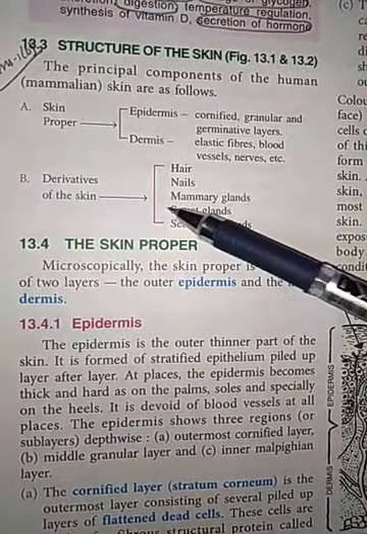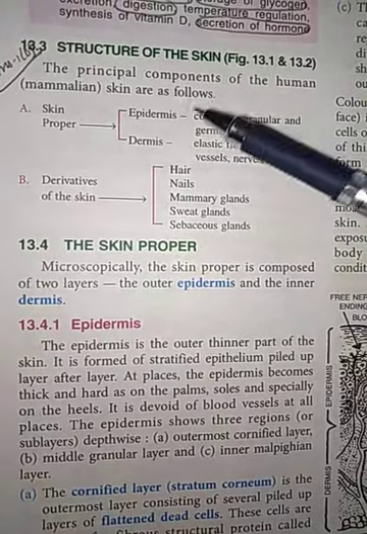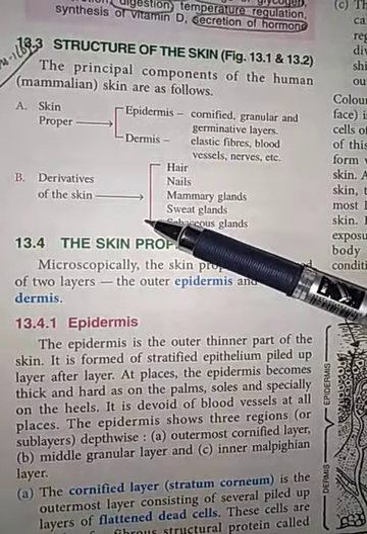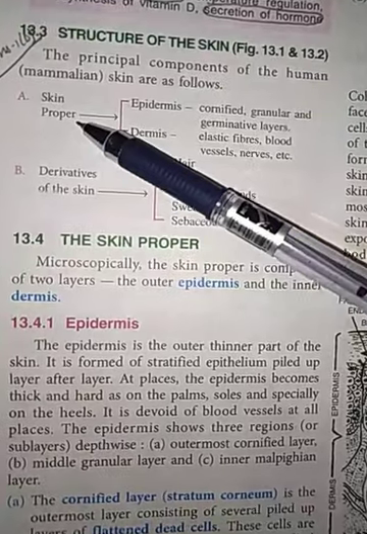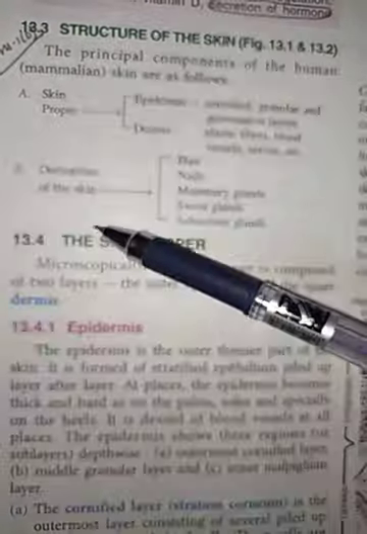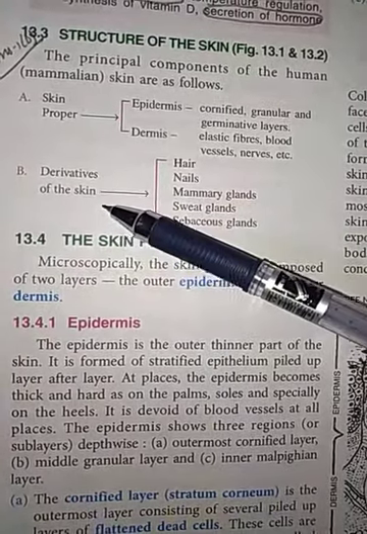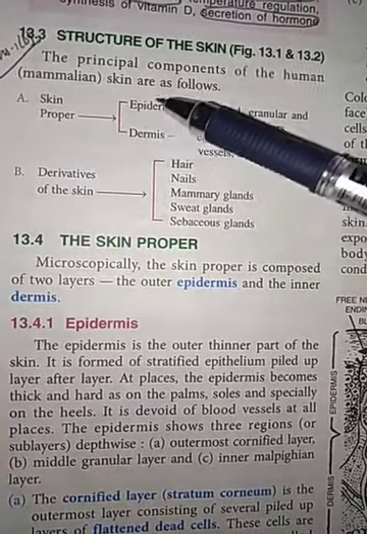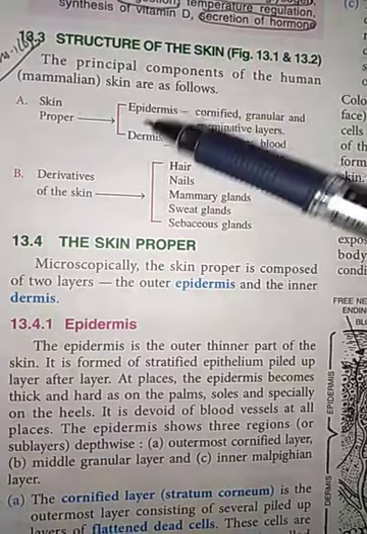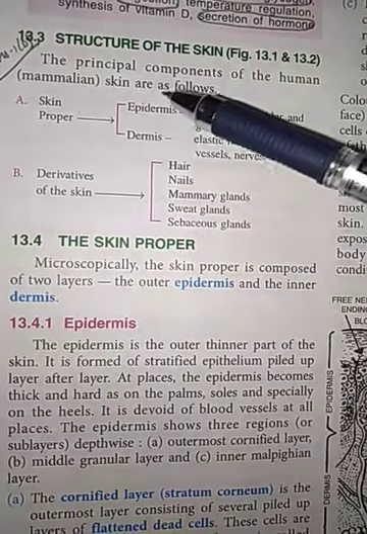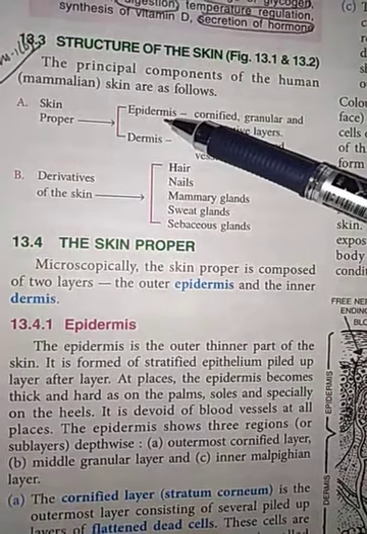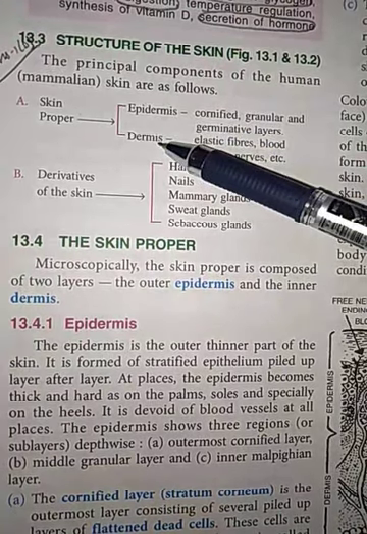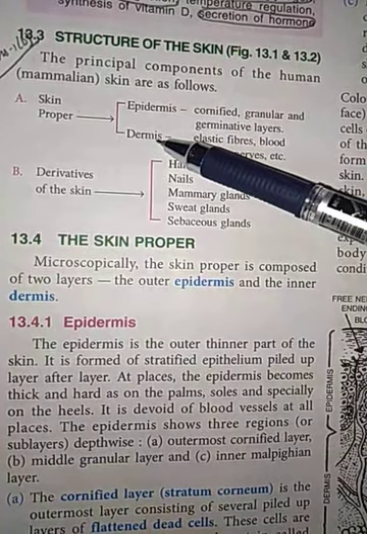Firstly, I will tell you that skin is mainly divided into two components. First one is called skin proper and second one is called the derivatives of the skin. Now skin proper is again divided into two parts. First one is called epidermis, second one is the dermis. Epidermis is the outer thinner part of the skin, and dermis is the inner part of the skin.